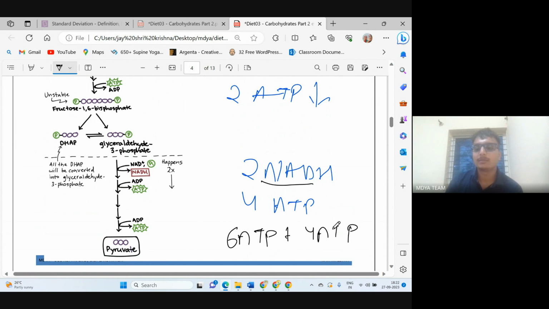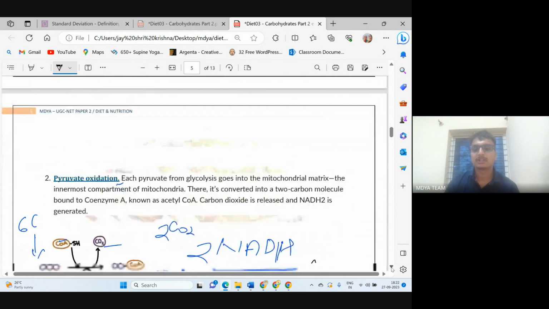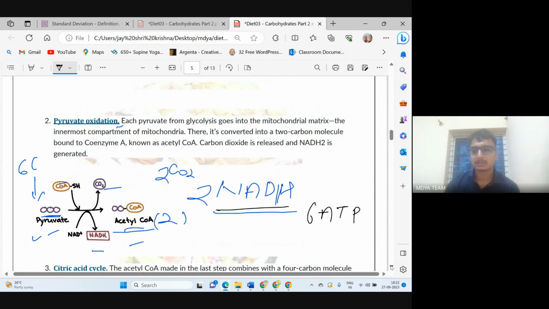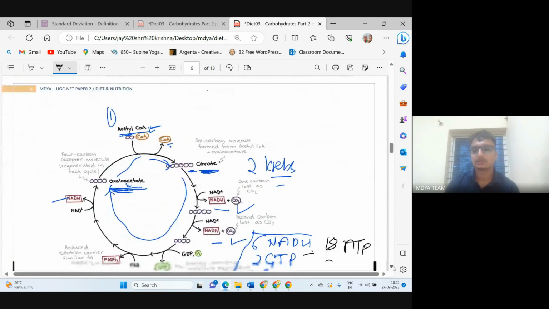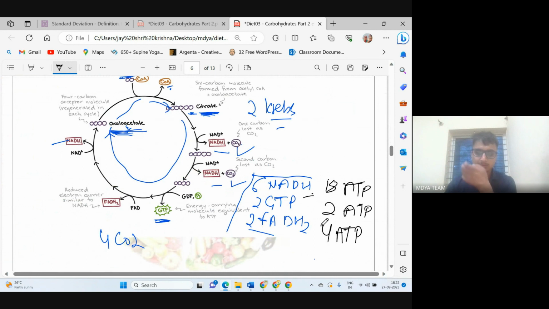So how many total ATPs are produced in this reaction? You can add all these. In all the reactions, 40 ATP are being produced from all the 3 reactions. If you add all these, there will be production of 40 ATP.